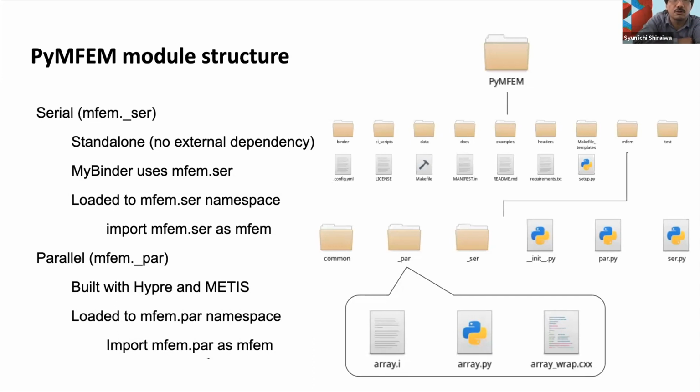Just to show the code structure, in PyMFEM there is a serial version and a parallel version. The actual code is stored under MFEM _ser or _par, and the serial version is meant to be standalone with no external dependency. It is used for my Binder use. What is there in the _ser is loaded into the mfem.ser namespace. So in other words, when you use the serial version, you use import mfem.ser as mfem. Correspondingly, in the parallel version, you use mfem.par as mfem. This one is built by default with hypre and metis, but you can also build with CUDA, for example.